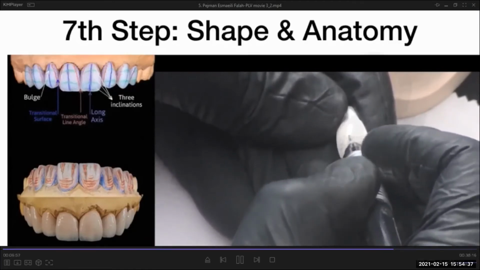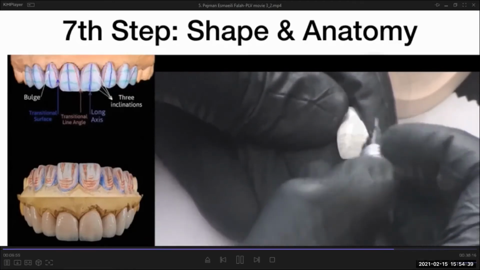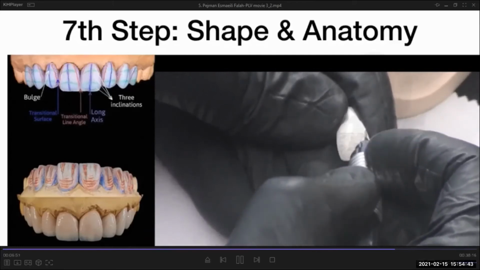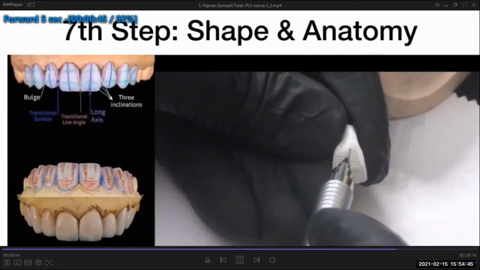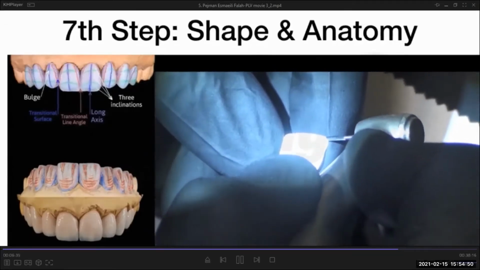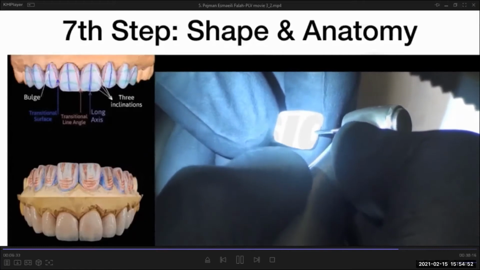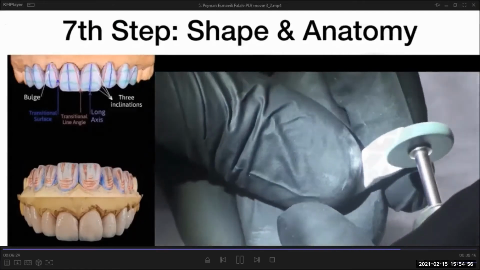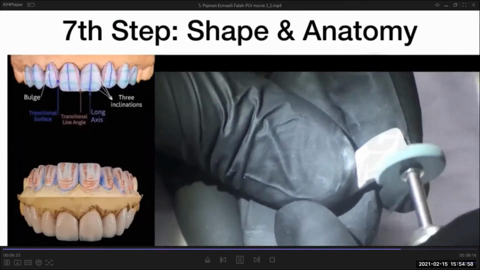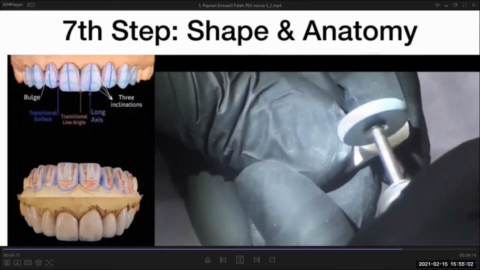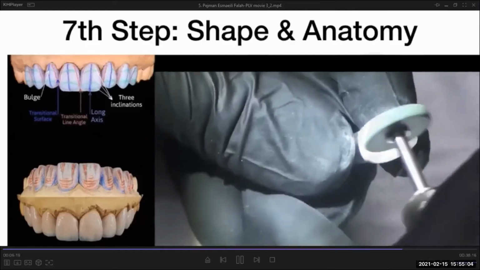Draw the parallel tiny lines. It is better to do this step under a loupe or microscope. The finishing phase is completed with ceramic polishing rubbers.